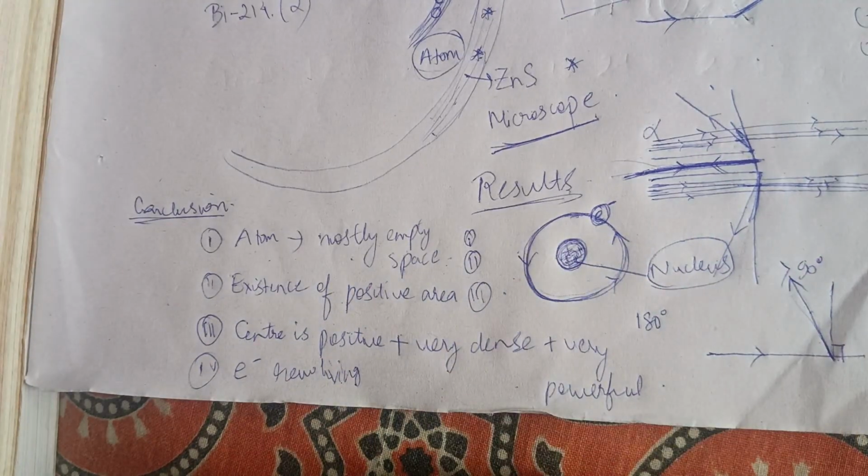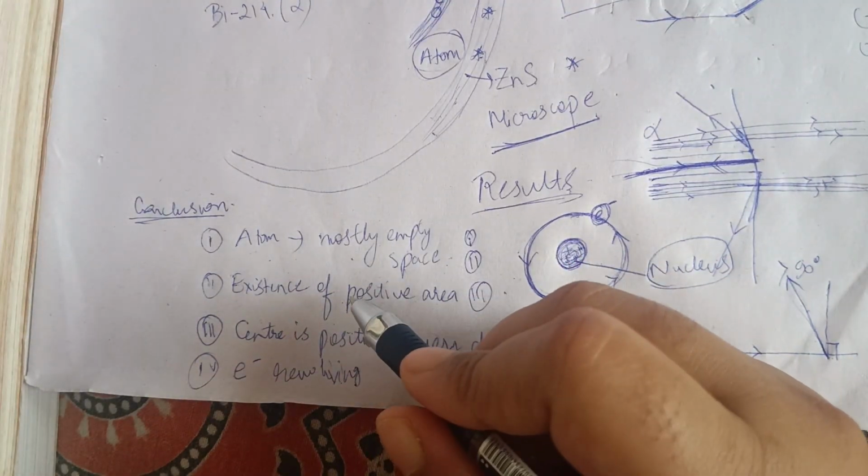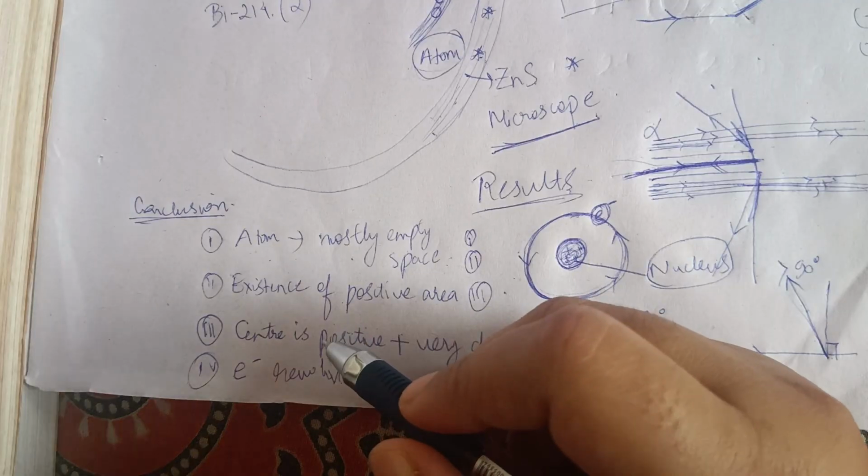In the next lecture, I will talk about the limitations. First, I will talk about the success of the model, second about the limitations, and then we are going to talk about the third model.